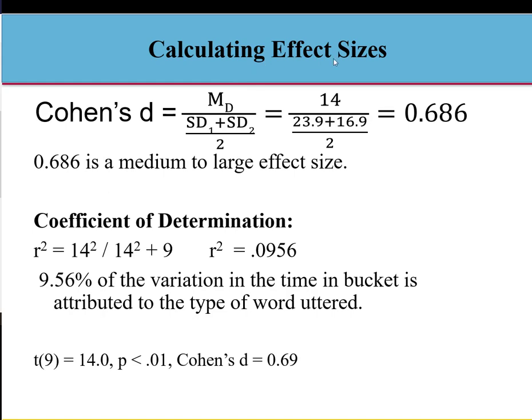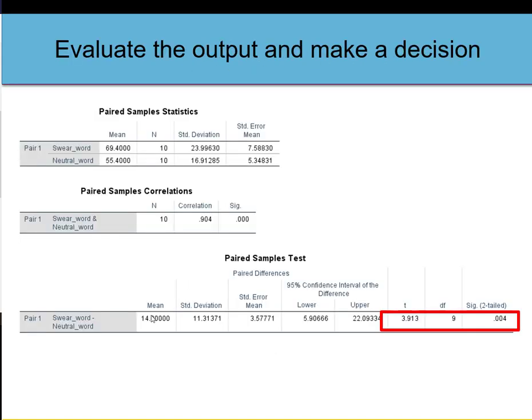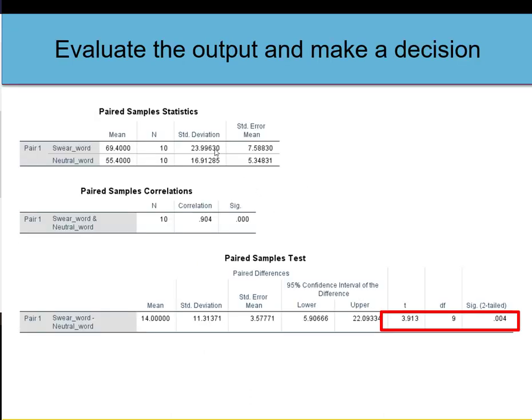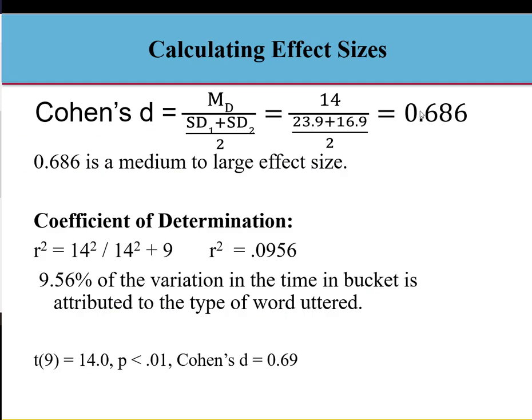Okay, so I calculate my effect size. I've got the mean difference, which I get from here is 14. I get the standard deviations from the 2 groups over here, not the standard errors, but the standard deviations. Divide by 2 and I get 0.686, which is a medium to large effect size for Cohen.